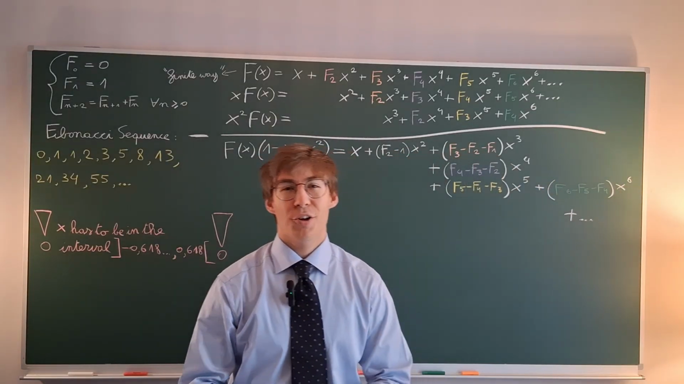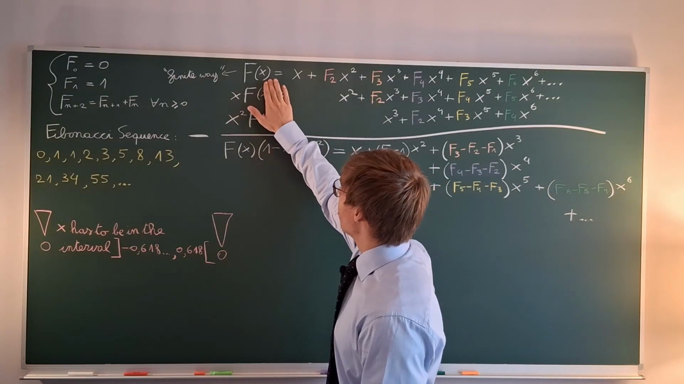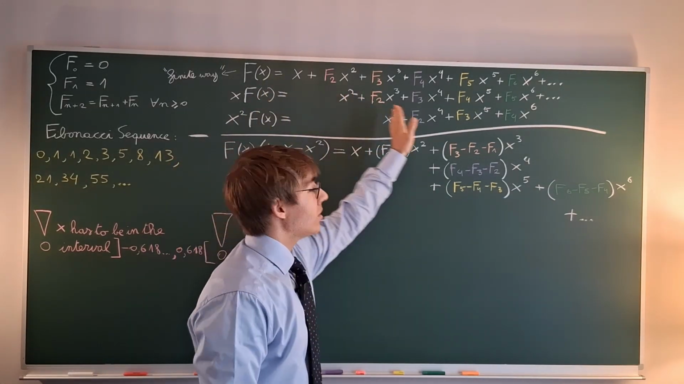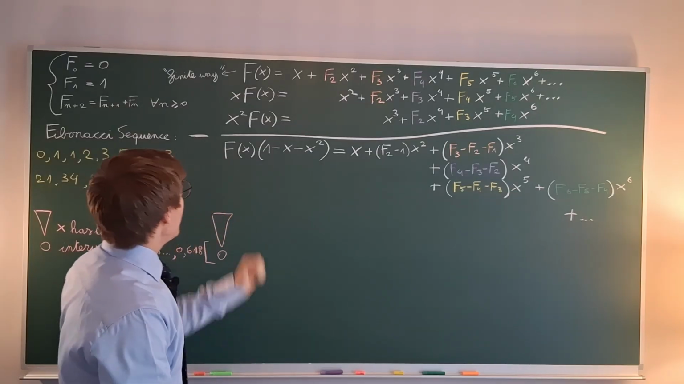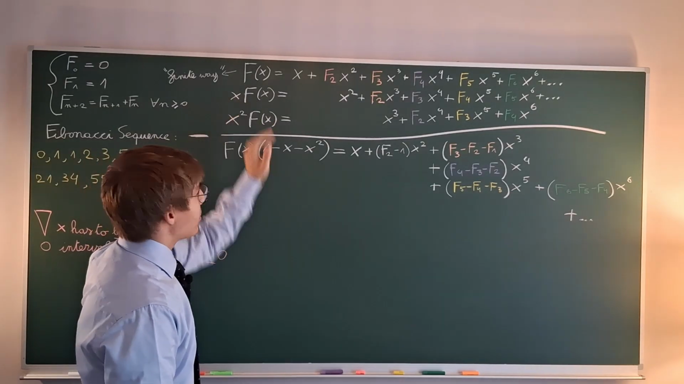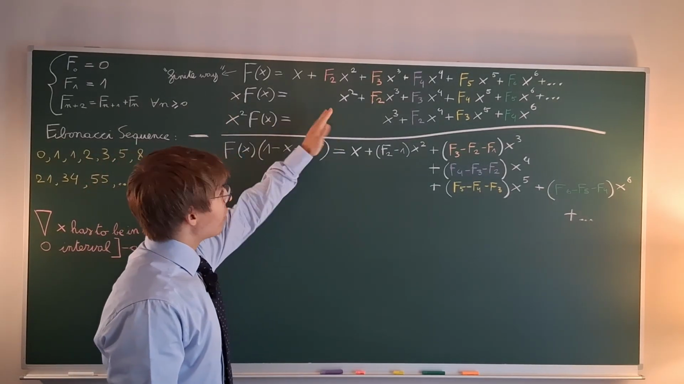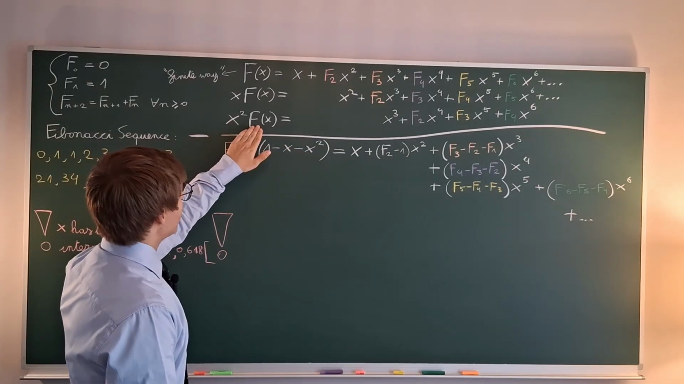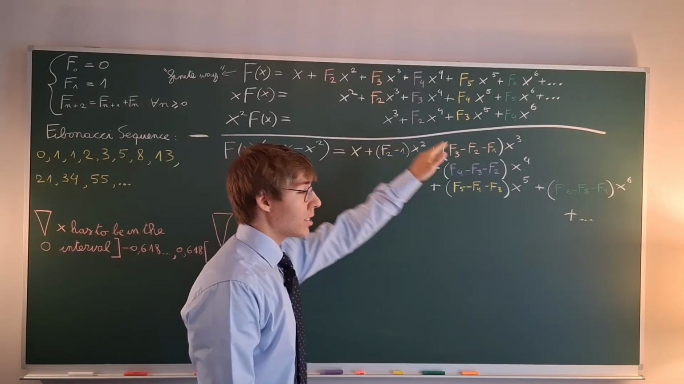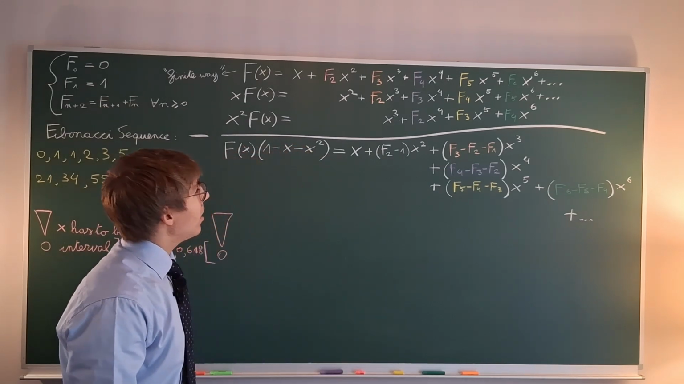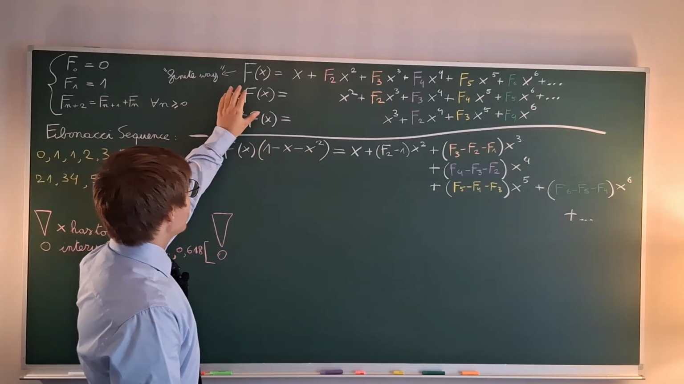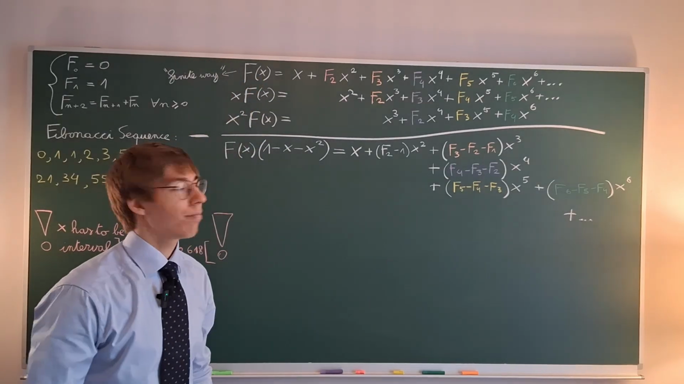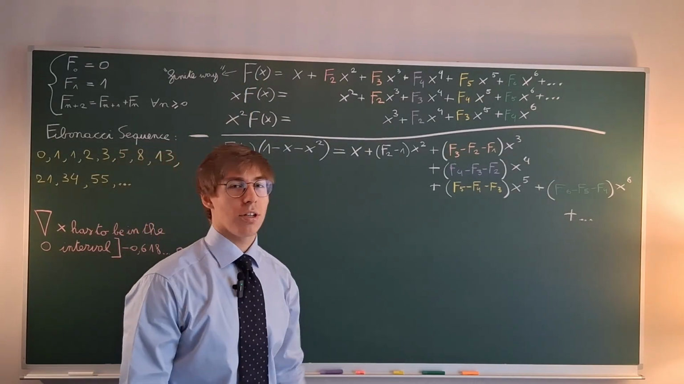So what I have done is the following. I started with the normal function, which is equal to x plus f2 times x squared, and so on to infinity. And then I wrote x times my function, and that gives the following power series. And then I multiplied x squared times f of x, and I get this power series. And now I subtracted the second one and the third one both from the first one. And then I get this result.